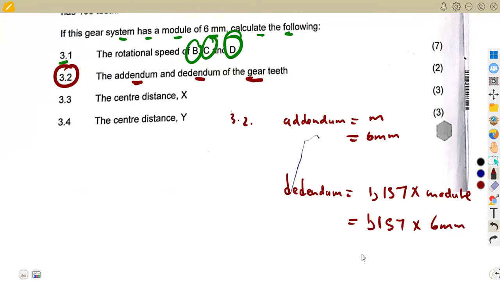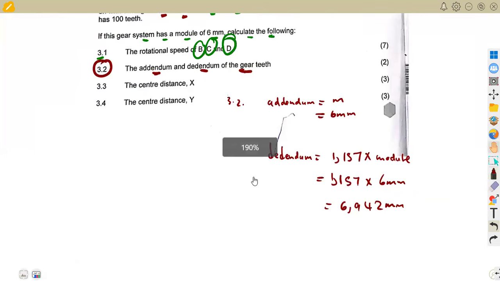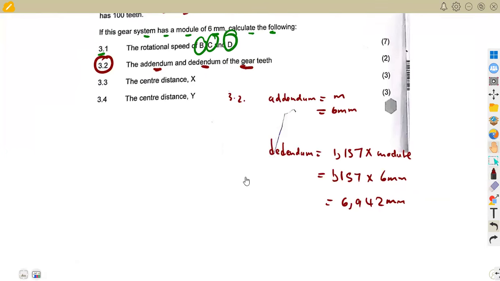So that will be 6.942 millimeters. They might use another value because this is just an approximated value, maybe 1.16 or maybe 1.2. Just check the textbook that you're using so that we'll be together. We talk about that. All right.